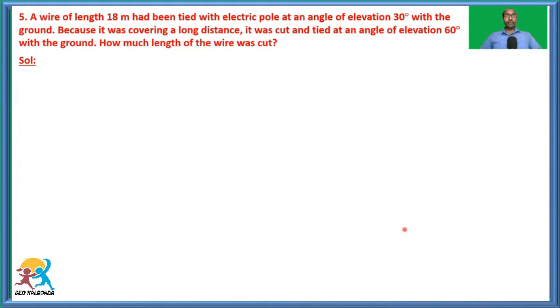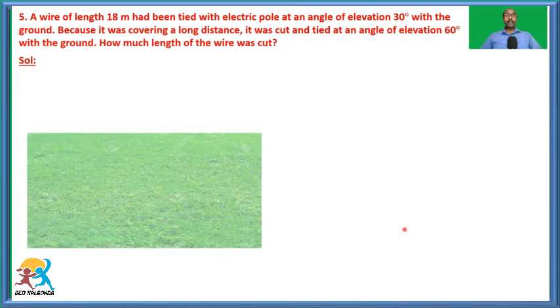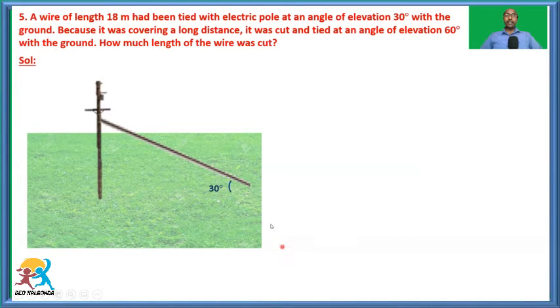So this is the base, this is ground, and an electric pole erected by tied with a wire of length 18 meters, which is making an angle of elevation 30 degrees with the base. Okay. So it's making a 30 degrees angle with the base.